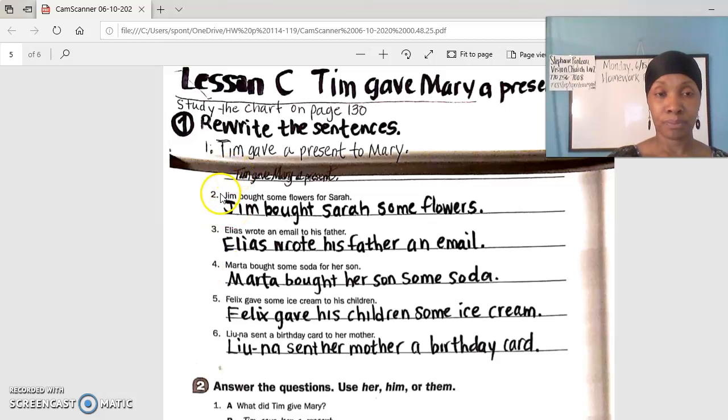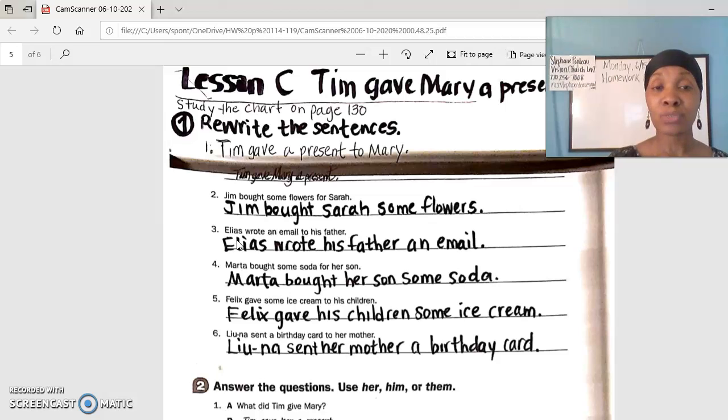Number 2, Jim bought some flowers for Sarah. See, in this sentence, the flowers is the direct object. That's the what. And who is Sarah? That's the indirect object. So now we're going to change the order of those. Jim bought Sarah some flowers. You can say it either way, it's correct, okay? So you're just practicing knowing how to say things more than one way.